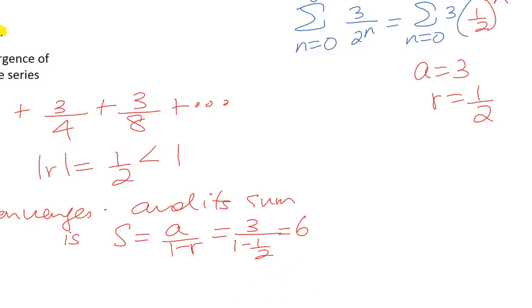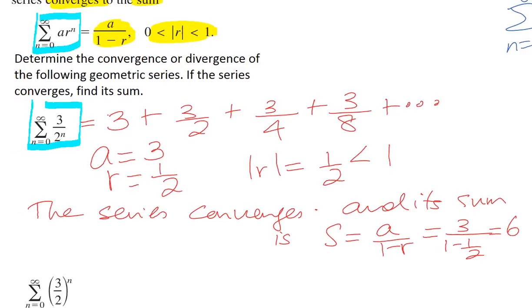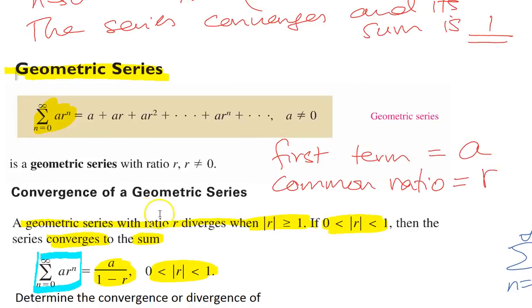So right, we can do that. Okay, figure out a is 3, figure out r: each time you're multiplying by 1/2. Absolute value of r is 1/2, which is less than 1, so the series converges and its sum is a over 1 minus r. Guys, please study this up.